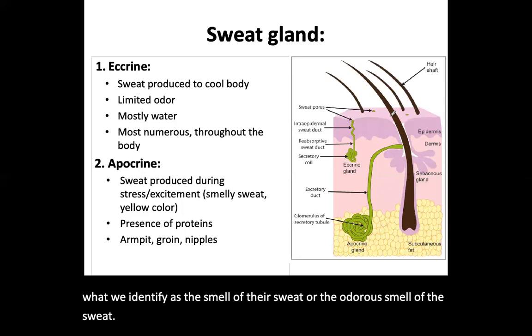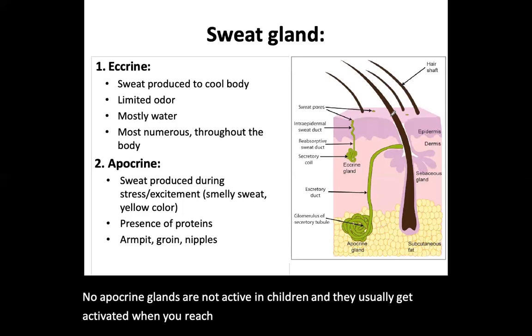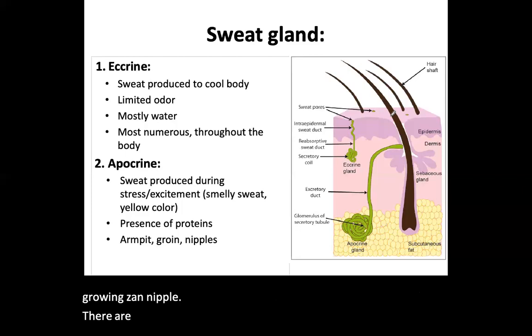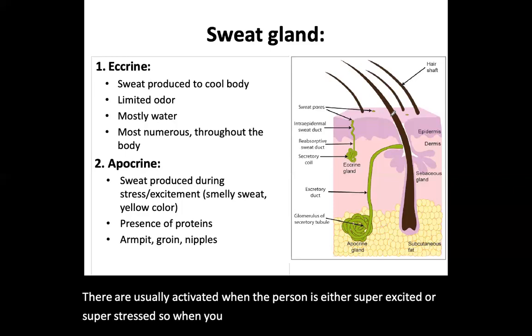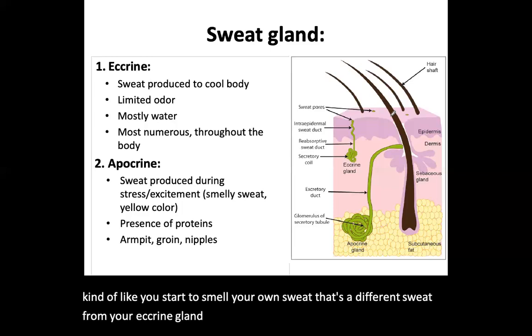Now, apocrine glands are not active in children, and they usually get activated when you reach puberty, and they are localized to the armpit, groin, and nipple. They are usually activated when the person is either super excited or super stressed. So, when you go to a job interview, for instance, and you start to smell your own sweat, that's a different sweat from your eccrine gland that is responsible for cooling you down.